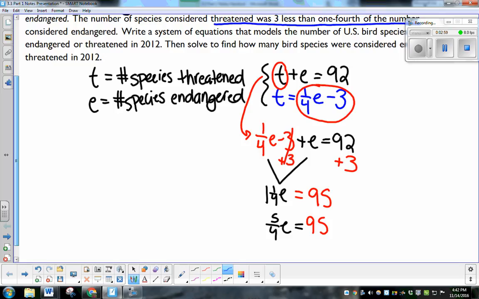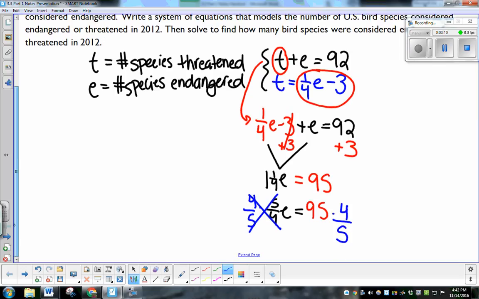So to get rid of a fraction next to a variable, remember we multiply by the reciprocal. So I'm going to multiply by 4/5 on both sides here. And then when we solve that, if you were doing this in a calculator, you could type 95 times 4, hit enter, divided by 5, hit enter. Whenever you're multiplying by a fraction, just multiply by the top, hit enter, divide by the bottom, hit enter. And I believe you end up getting that 76 species is E, so that's the number endangered. So there's 76 species that are endangered.